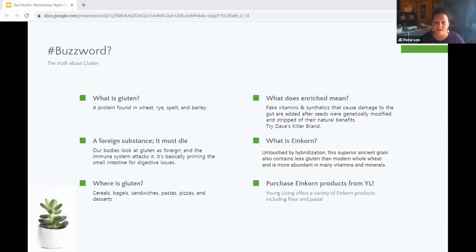So if you can pick one thing, I would suggest cutting out your gluten, because we eat it in everything. We eat it in cereals, bagels, sandwiches, pastas, pizza, desserts, it's all there. So just take a really hard look at what you're eating, and that might be a good place to start.